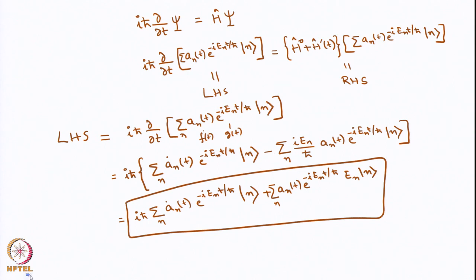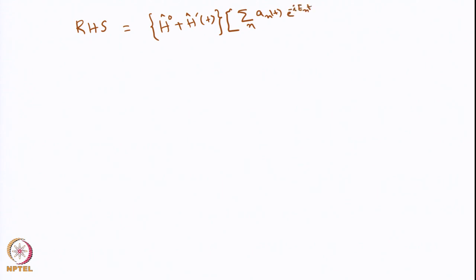Okay. Now, let us look at the RHS. What is the RHS? RHS equals to H naught plus H prime of t acting on the sum over n of a_n(t) e to the power of minus i E_n t by ħ psi_n.